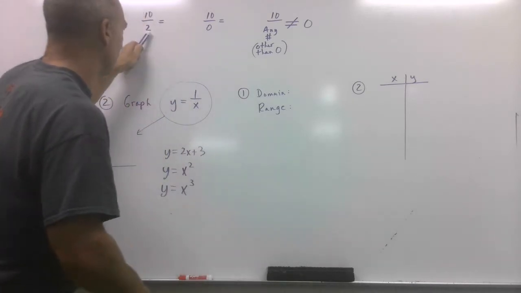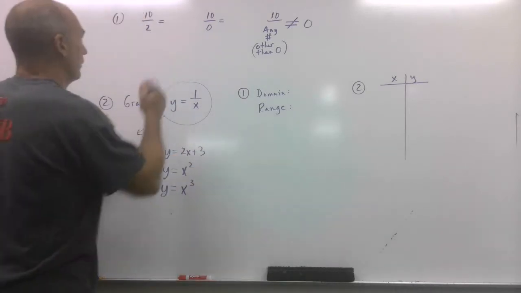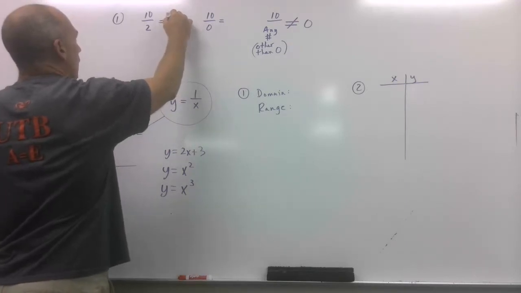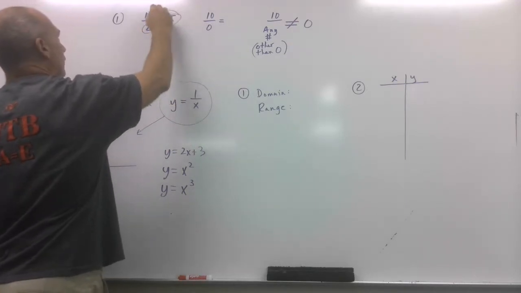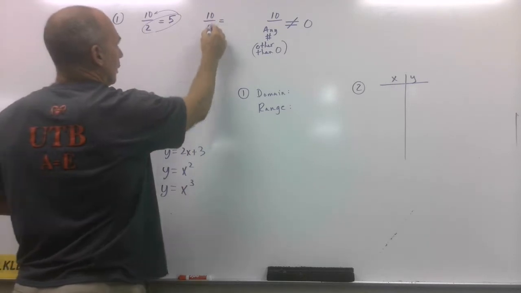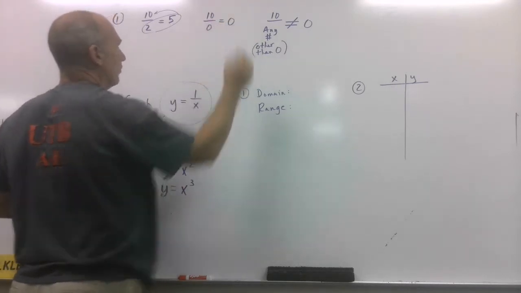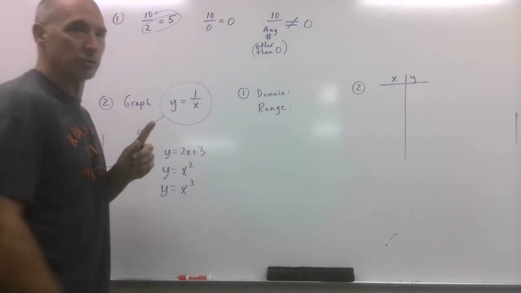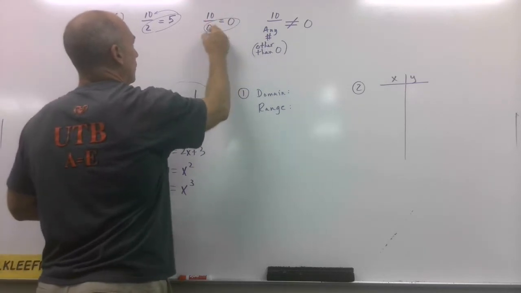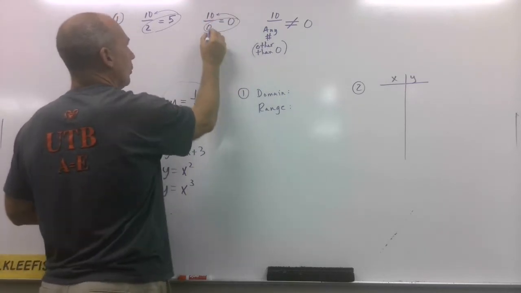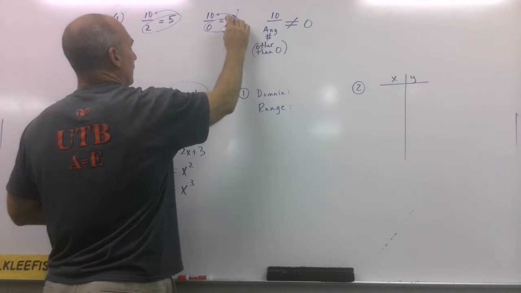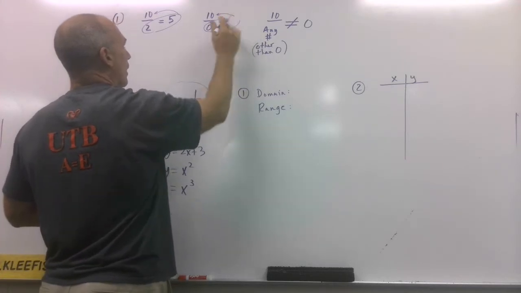But what's 10 divided by 2? You are correct. That's 5. How come? Because 2 times 5 is 10. Now what's 10 over 0? Some of you want to say 0. Well, that can't be true because 0 times 0 does not equal 10. So you know what? This is no solution or undefined.